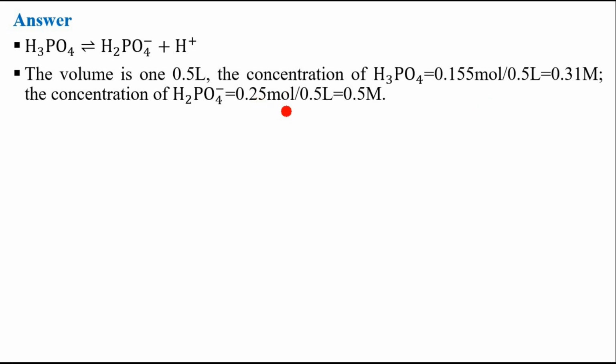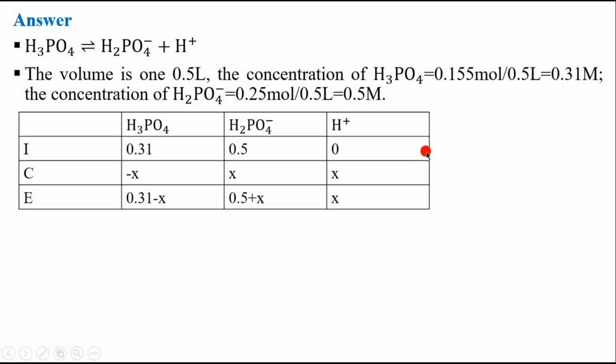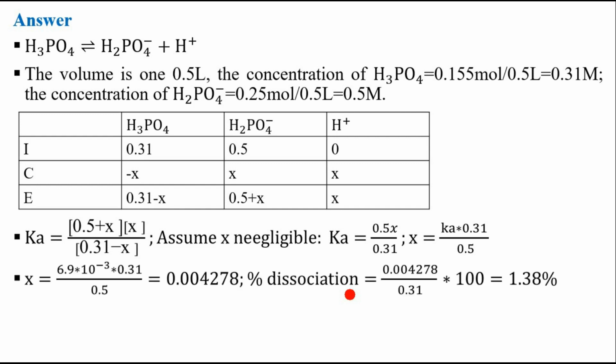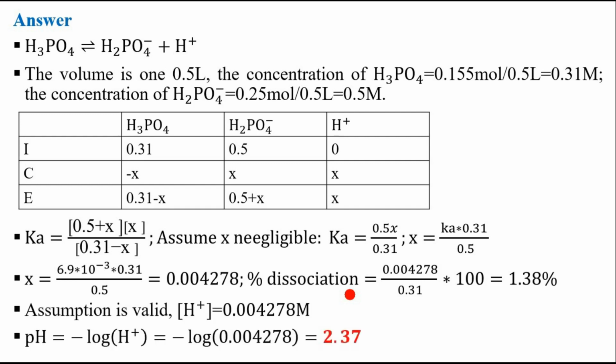Then we have a system with 0.5 molar of this one and 0.31 molar of acid. So that is what will happen, 0.31, 0.5. Here we have the X. Then we solve for X, which is the hydrogen that will be dissociated. We have the percent dissociation, which is equal to 1.38, so the assumption is valid. Then X, which is the hydrogen, is equal to 0.004278. Then the pH will be equal to the negative log of H plus. We get 2.37 as the pH of this mixture.